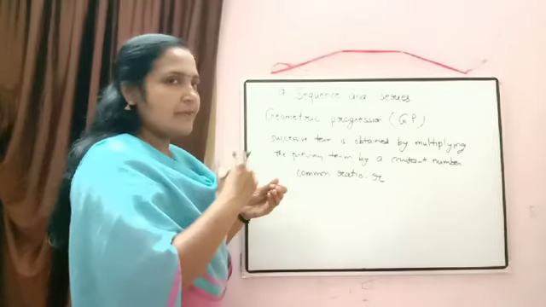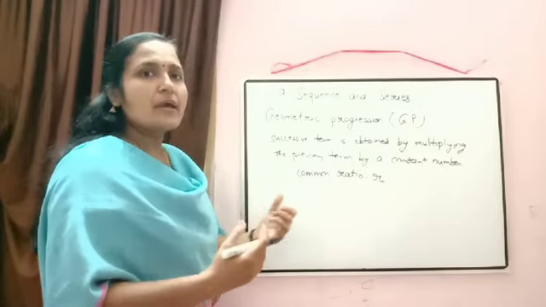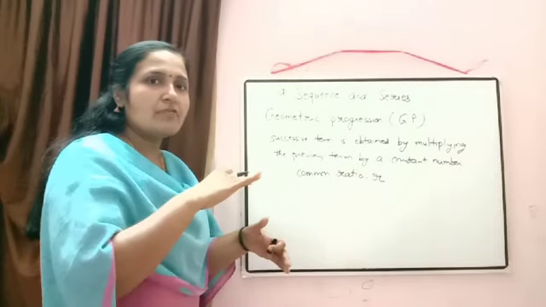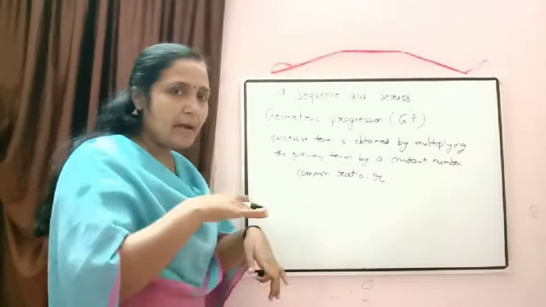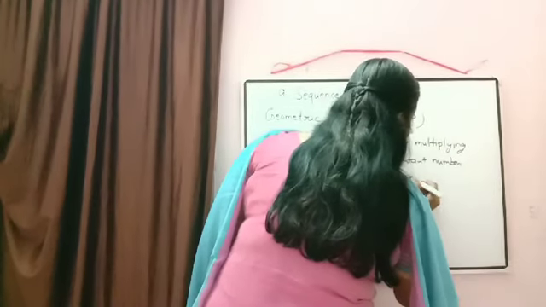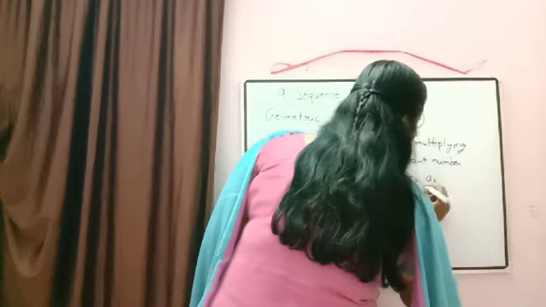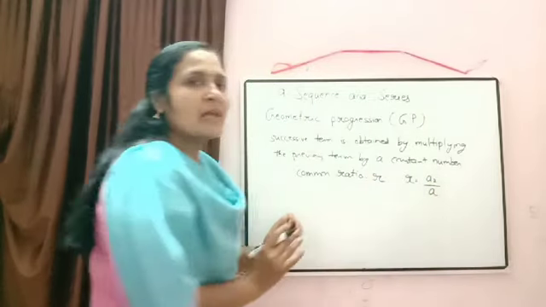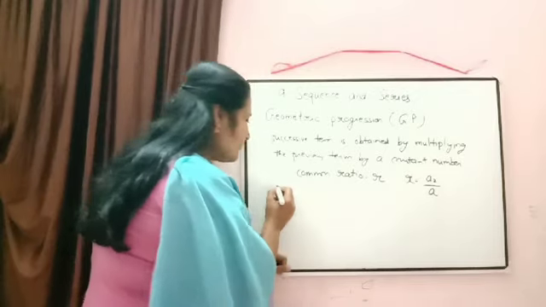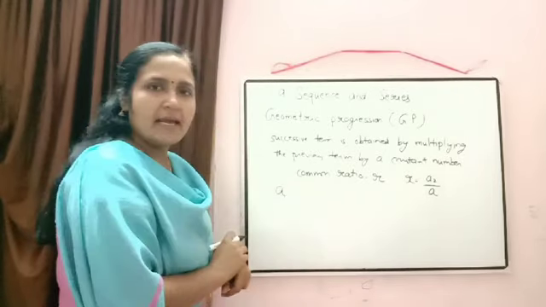Now, if a GP is given, how do we calculate the value of R? For that, in AP what are we doing? Second term minus first term. So now in GP what will come? In GP it will be equal to the second term divided by the first term. As in AP, in GP also the first term is denoted by A.